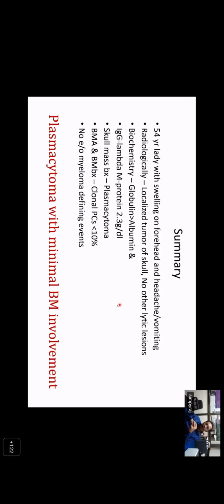Okay, so to summarize, this patient was a 50-year-old lady who had swelling over the head, and radiologically there was a tumor, although there was no lytic lesion. Biochemistry definitely was abnormal, showing increased globulin levels with IgG lambda light chain protein on electrophoresis, immunofixation and nephelometry. The biopsy showed plasmacytoma, and the bone marrow had plasma cells, which on counting, I think they mentioned less than 10%, so probably 8-9% plasma cells. So there were no myeloma defining events. So this was a case of, as Deepika said, plasmacytoma with minimal bone marrow involvement.